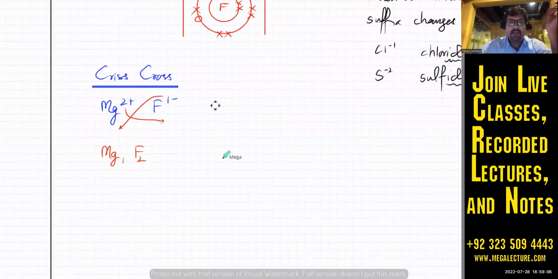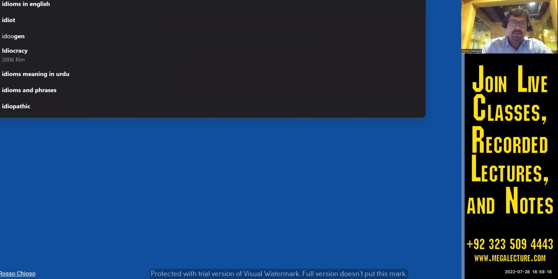This was the quick hack of figuring out what the formula is. So no need to draw dot and cross diagrams. All you have to do is just do crisscross. That's it. If I open the old board where we did all the dot and cross diagrams, one second.